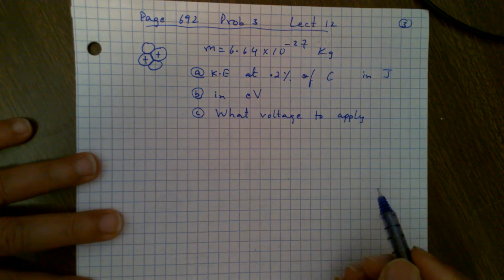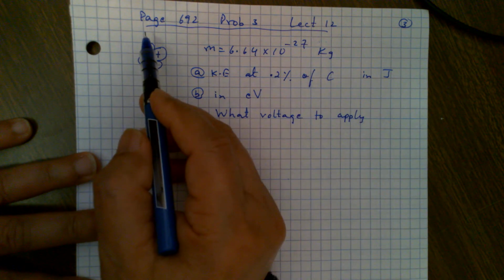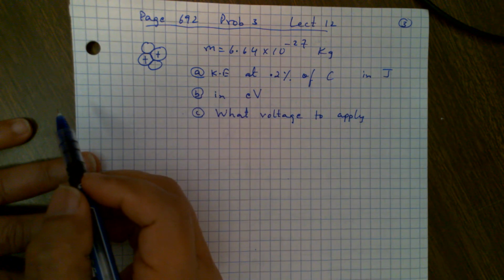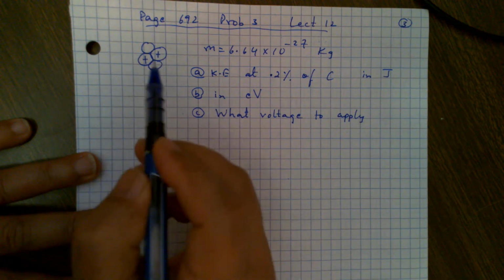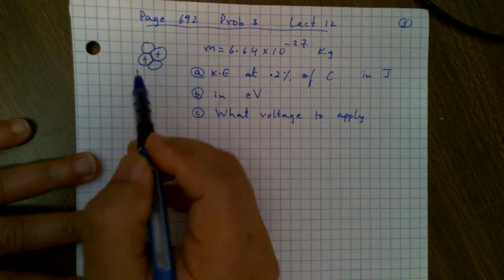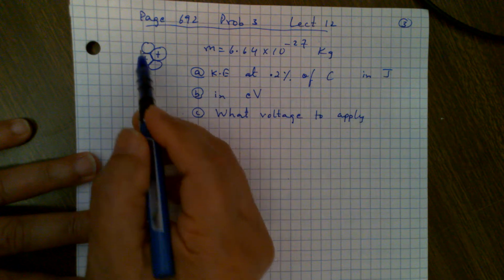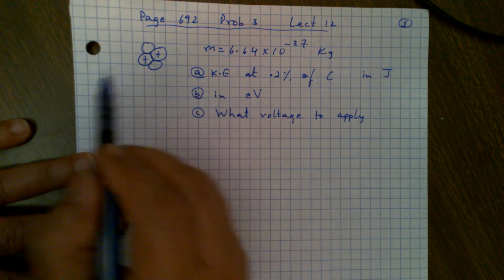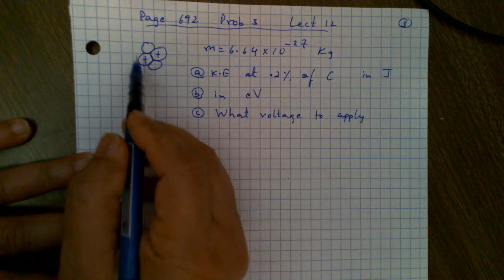So I've decided to start on a new page. This is lecture number 12, and I'm going to do page 692, problem 3. What the problem asks is this. You have the nucleus of helium. It has two positive charges, two protons, and two neutral particles called neutrons, and that makes a helium nucleus.